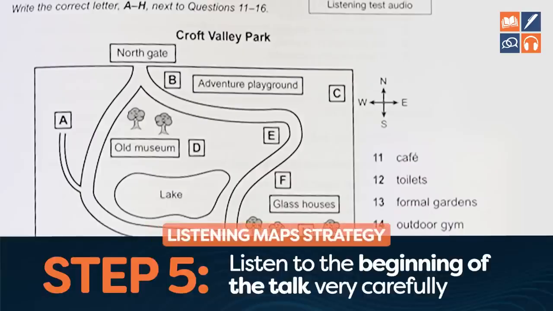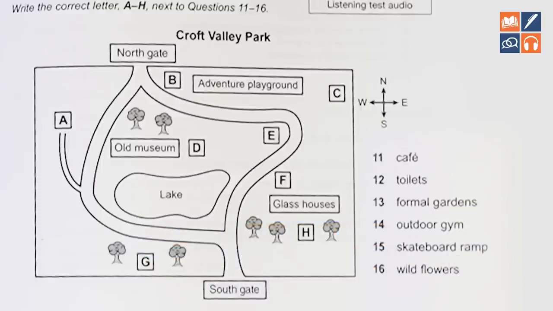And the next step is to listen to the beginning of the talk very, very carefully, because this is going to tell you where the talk begins. So they might begin at the south gate here, or they might begin at the north gate. Those are the two obvious places where they will begin. You must go through a gate, you must go through an entrance, but it's not guaranteed.